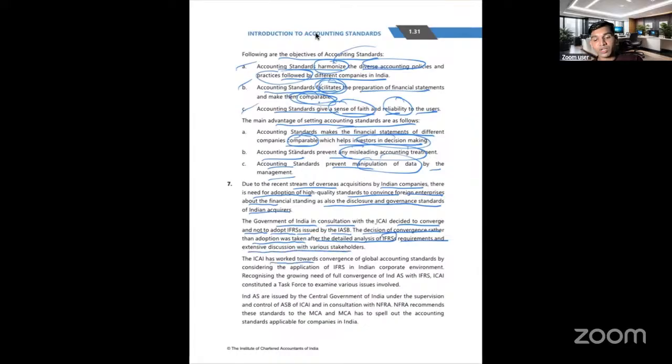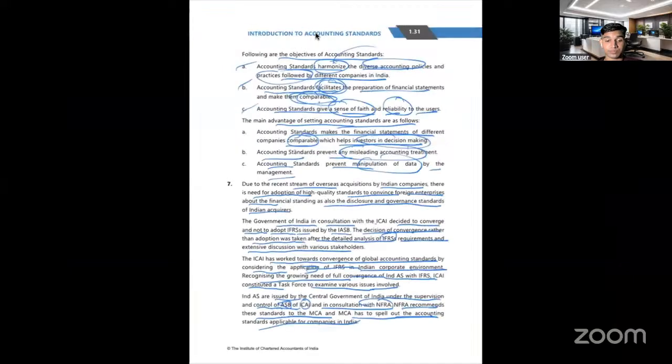The ICAI has worked towards convergence with global accounting standards by considering the application of IFRS in the Indian corporate environment, recognizing the growing need of full convergence of Ind AS with IFRS. ICAI constituted a task force to examine various issues involved. Ind AS are issued by the Central Government of India under the supervision and control of the ASB of ICAI and in consultation with NACAS. NACAS recommends these standards to the MCA, and the MCA has spelled out the accounting standards applicable for companies in India.